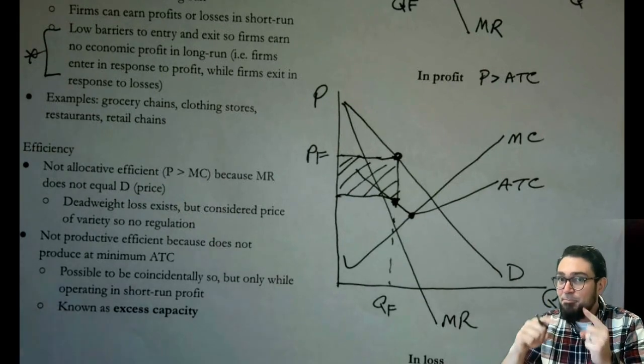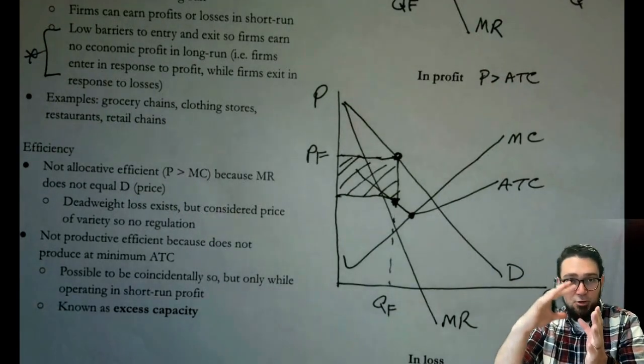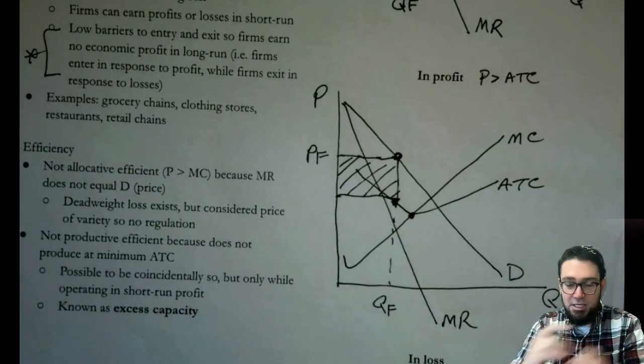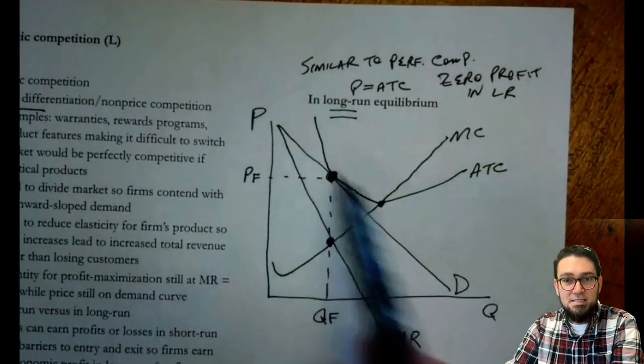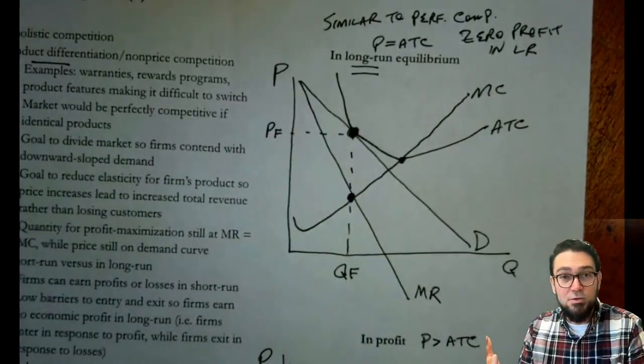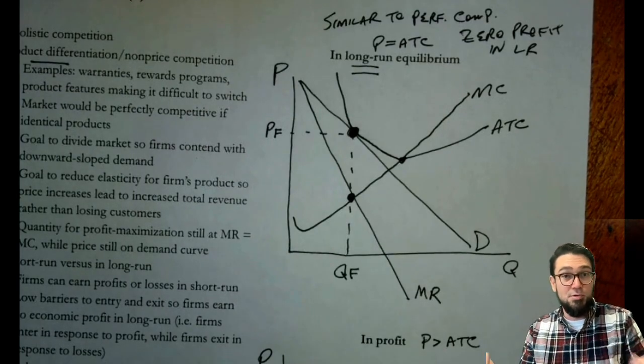And that process will continue with a new restaurant opening so long as there's profit to be made. And that process will keep going until the demand curve for each of those restaurants just touches and becomes a tangent line to that ATC, and then they're no longer earning economic profit. So now there's no reason for a new person to open a restaurant.